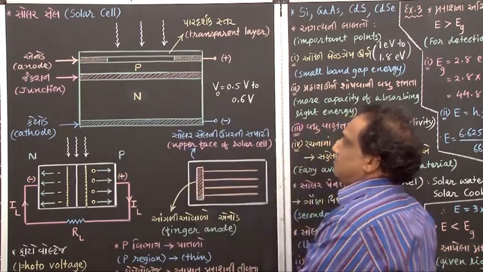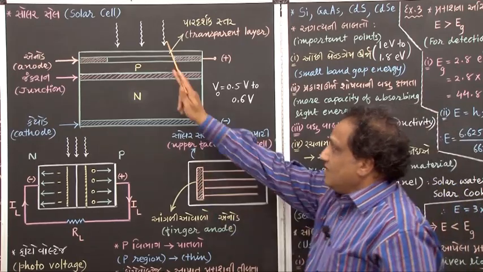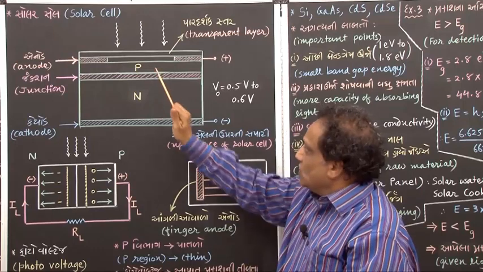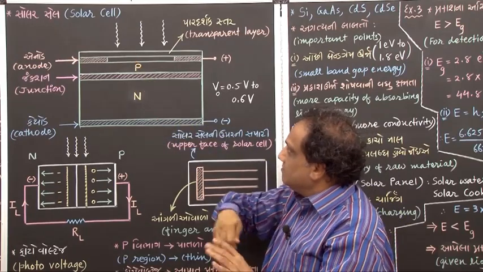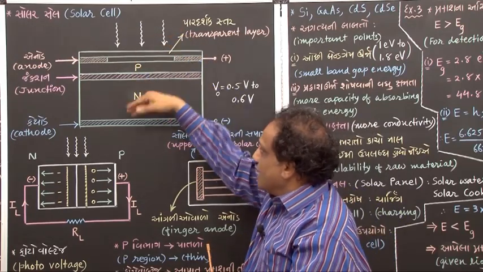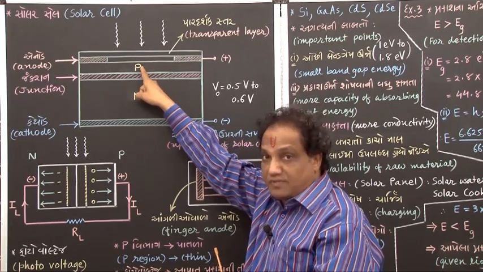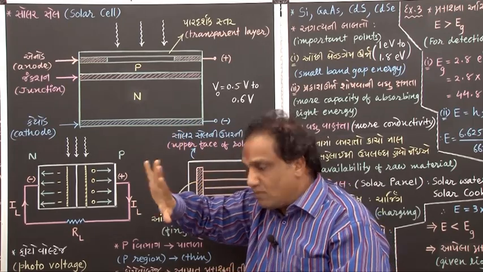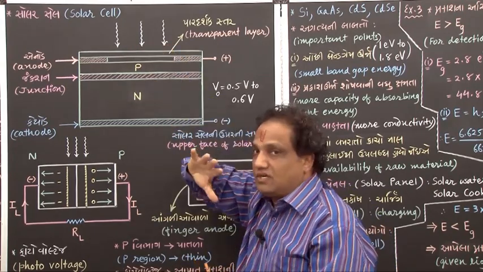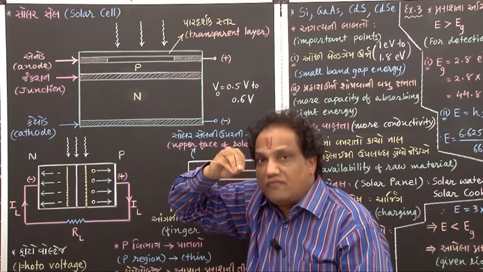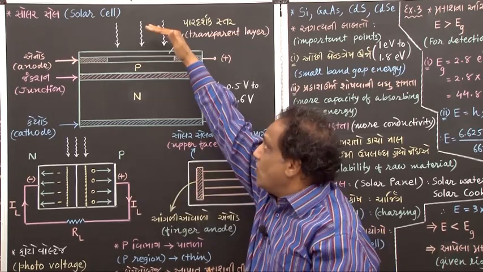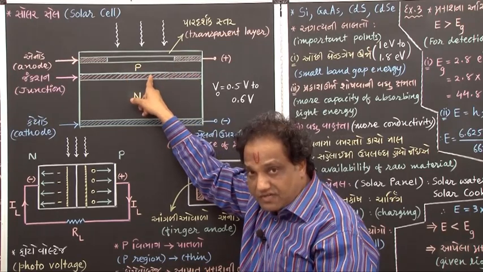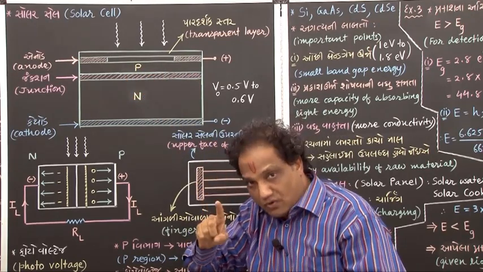Now, when the light is made incident, what does it do? Through this transparent layer, it will enter. Because the layer of P-type semiconductor is very thin, almost no light energy will be absorbed, and without much wastage of energy, almost the same incident light energy will fall on this depletion layer.